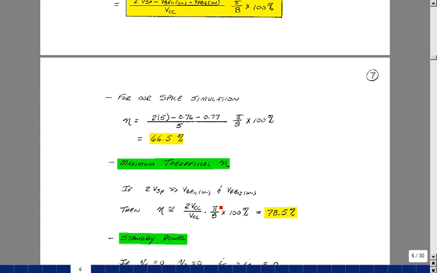Theoretically, if these two base-emitter and emitter-base drops were negligible, then this term would drop out, and we would just have twice the power supply divided by the power supply times pi over 8, and so what you're going to wind up getting is pi over 4 times 100%. So the best you could do is 78.5%. This again is at full signal out.